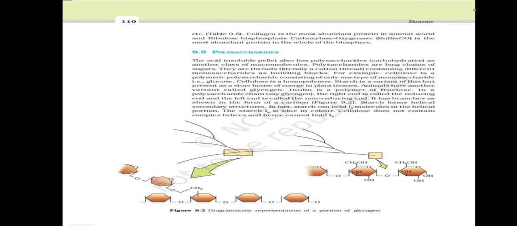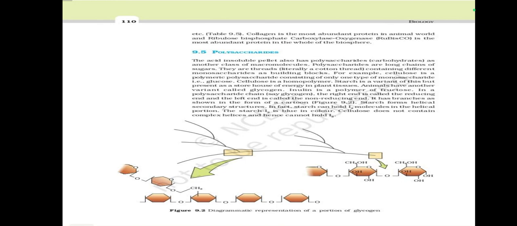Polysaccharides: the acid insoluble pellet also has polysaccharides. Carbohydrates are another class of macromolecules. Polysaccharides are long chains of sugars. They are threads, literally cotton thread, containing different monosaccharides as building blocks. For example, cellulose is a polymeric polysaccharide consisting of only one type of monosaccharide, that is glucose. Cellulose is a homopolymer. Starch is a variant of this but present as a storehouse of energy in plant tissues.